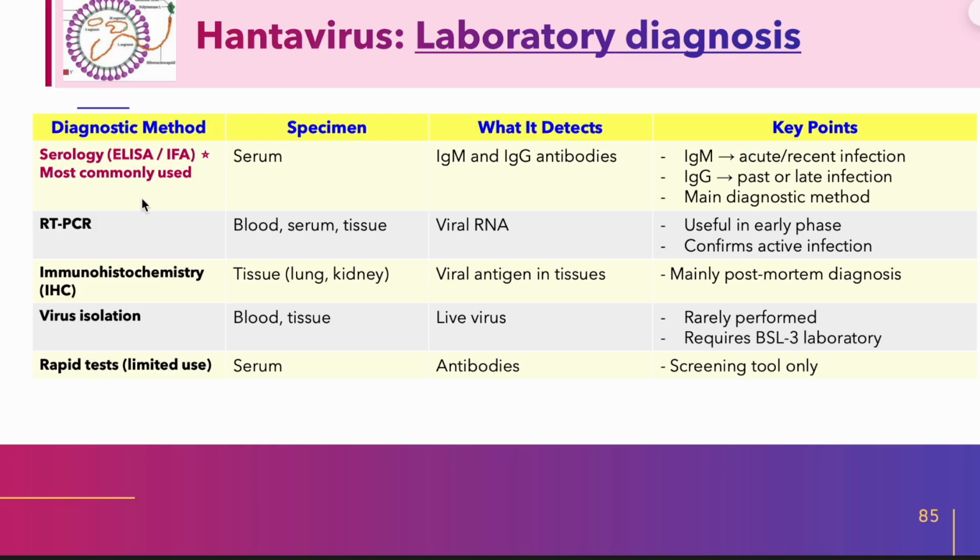So this is the main diagnostic method. We can also use RT-PCR and immunohistochemistry, using tissue like lung or kidney as a specimen to detect the viral antigen, mainly for post-mortem diagnosis, which means for the corpse or dead body. Virus isolation we rarely perform, and the rapid test uses serum as a specimen. So this is a screening tool only.